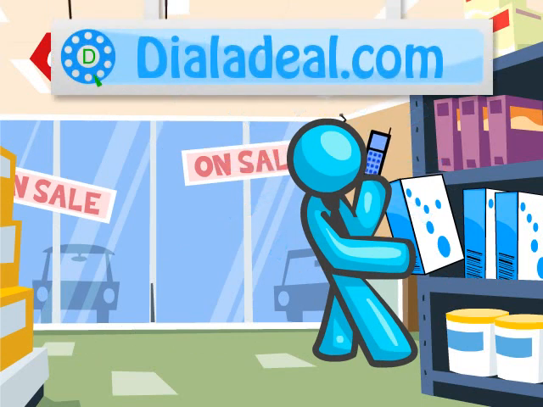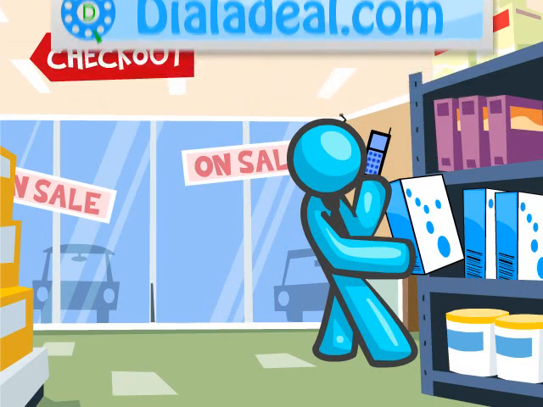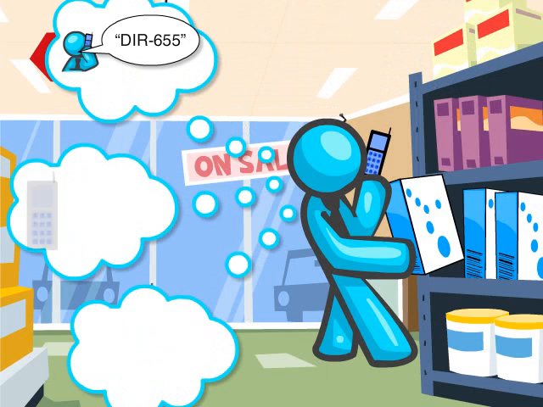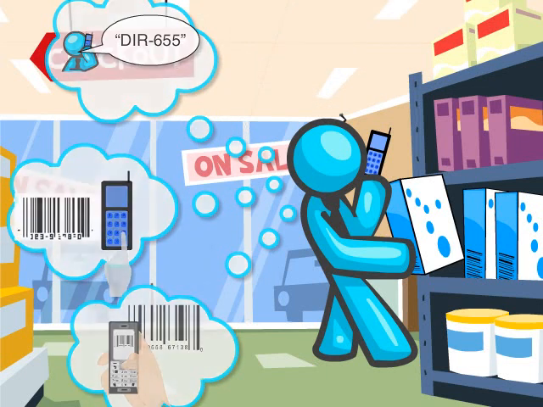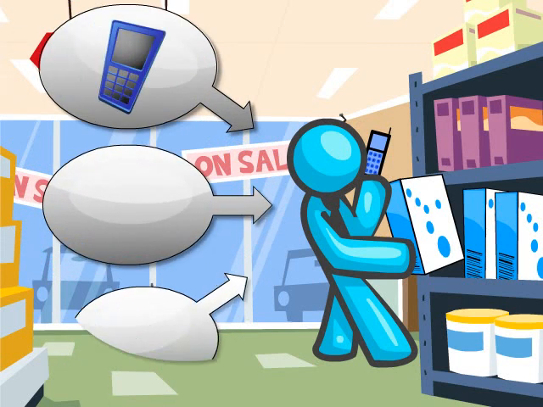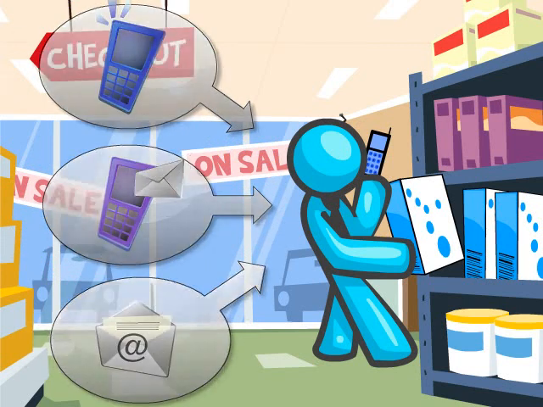Using a cell phone, you can retrieve the lowest price of the product among online as well as retail stores, and it's free. Just call Dial-A-Deal and speak or enter the model or barcode number, or take a picture of the barcode and email it to Dial-A-Deal. Your results are returned via phone, text, or email. You can even calculate tax and shipping.